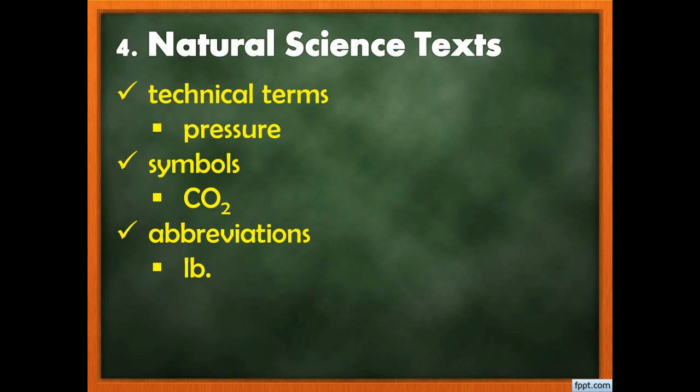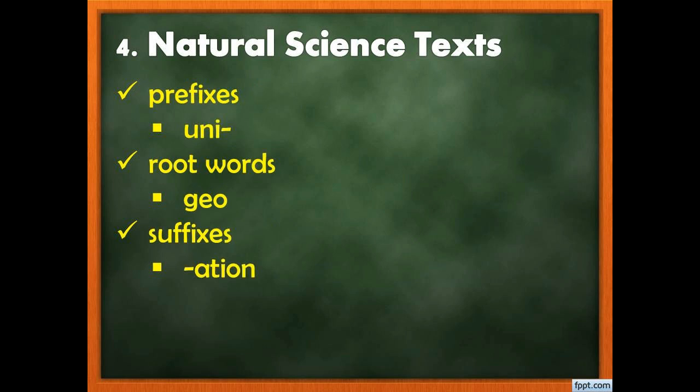The fourth one is natural science text. Technical terms such as pressure, which means the force applied to a unit area of surface, measured in pascals or in dynes, are common in natural sciences. The same is true with symbols, such as CO subscript 2, which represents carbon dioxide, and abbreviations like LB, which pertains to pounds.